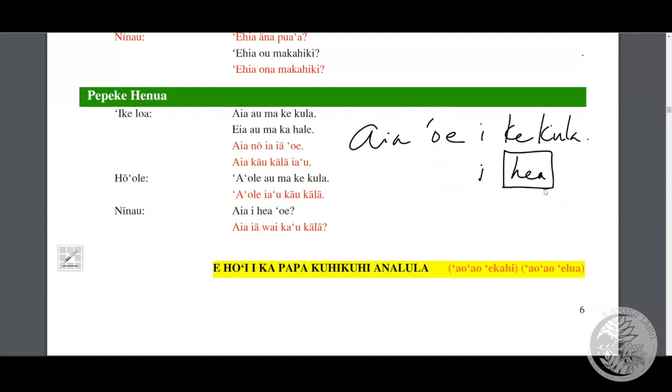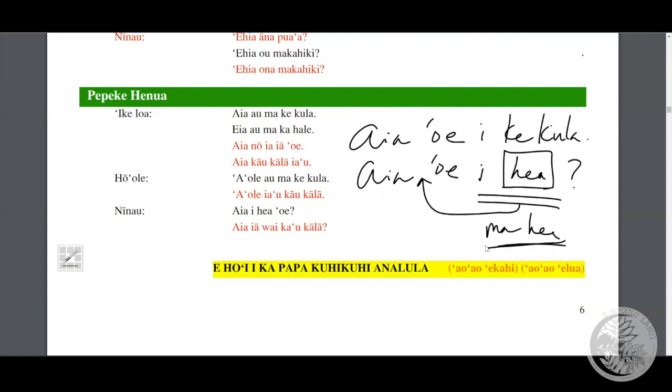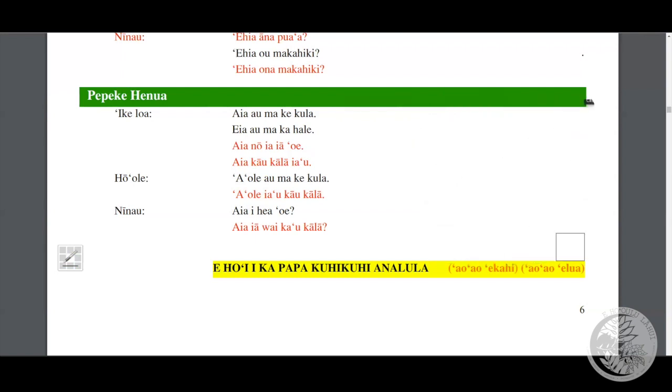So to ask the question, where are you? Aia ʻoe i hea is the general expression. You are located where? However, commonly what you'll find in most sentences when asking where something is located, the word ihea or also mahea generally will move up right after aia. So this is why, as many of you already know, whenever we ask the question where, this is how we come up with aia ihea and aia mahea.